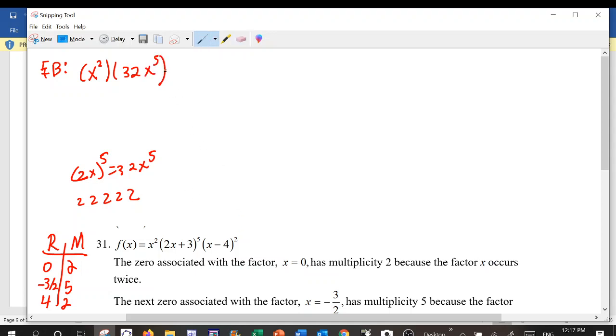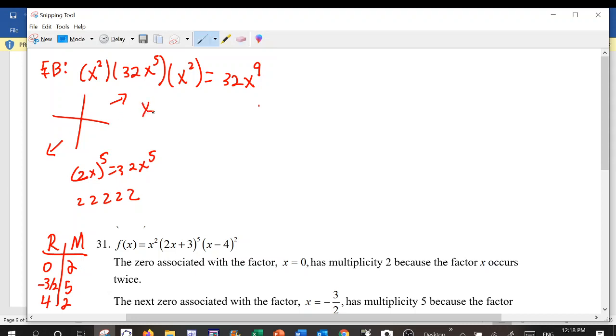And then this one would be x to the 2nd power. So the leading term is 32 x to the 2 plus 5. 7 plus 2 is 9. So this is a 9th degree polynomial, right? Since this is odd, let's find out the end behavior quickly. If x is infinity, infinity to the 9th is infinity. If x is negative infinity, negative infinity to the 9th is negative infinity. And since this number is positive, positive times negative is negative. So that's the end behavior.